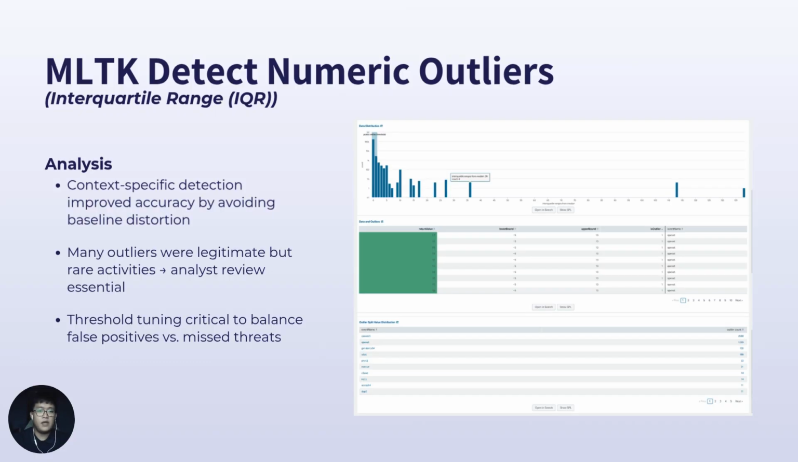However, many of the flagged events were legitimate but rare, so analyst review is required to separate harmless anomalies from actual threats. Threshold tuning is critical here. Too low and you will get too many false positives, too high and you will miss real attacks.